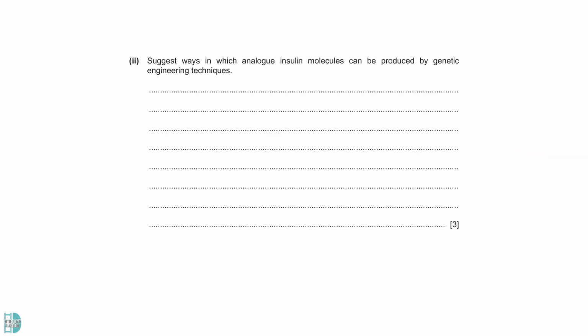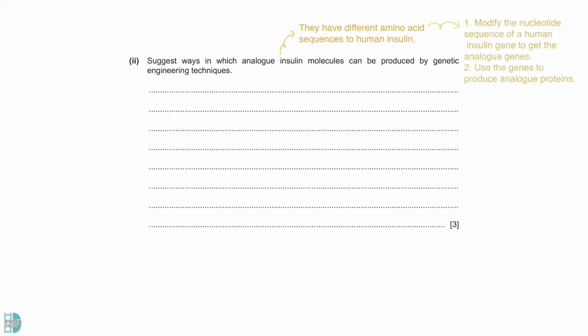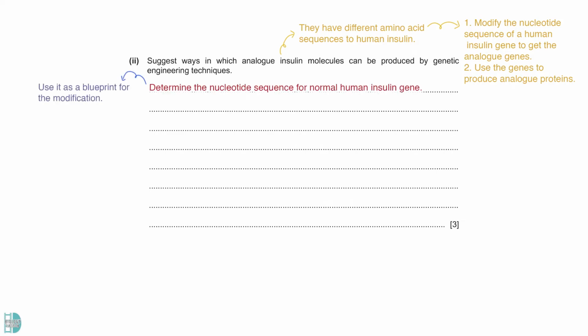2. Suggest ways in which analog insulin molecules can be produced by genetic engineering techniques. The table shows that the analogs have different amino acid sequences to human insulin. We can modify the nucleotide sequence of a human insulin gene to get the analog genes, and then use it to produce analog proteins. First, we should obtain the nucleotide sequence for the normal human insulin gene as a blueprint for the modification.